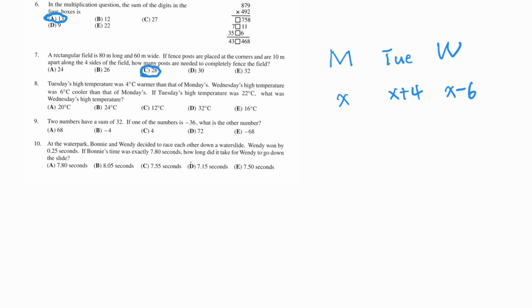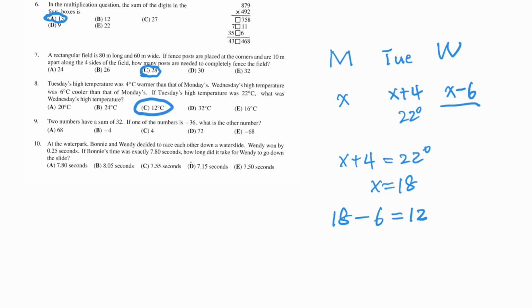Also, the given is Tuesday's temperature is 22. That means X plus 4 equals 22. So X equals 18. Now Wednesday is 18 minus 6. That's 12. So 12 degrees, the answer is C.